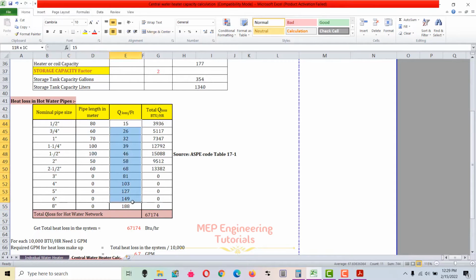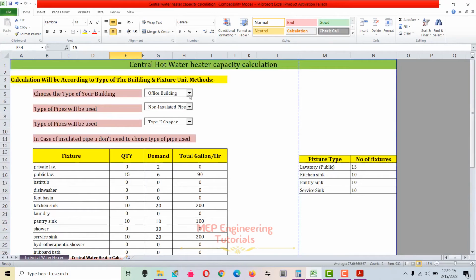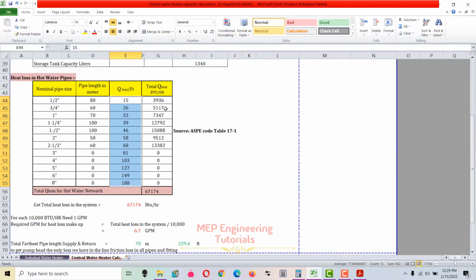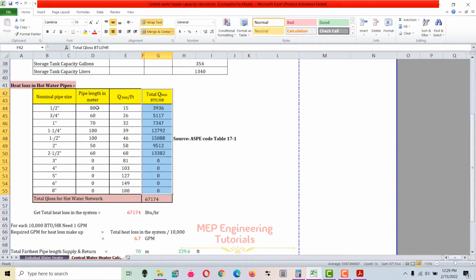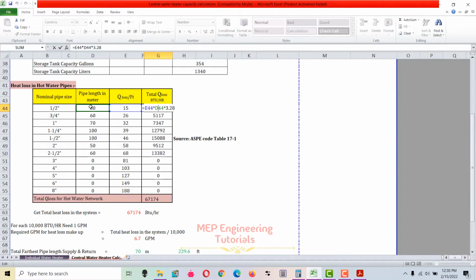Now this Q loss, the heat loss per foot of the pipe, depends on whether the pipe material is insulated or not, or the type of the pipe which you have selected in here. So now we have to calculate the heat loss in BTUs per hour. Since this value is in meters, we need to convert this into feet. That's why we have multiplied this with 3.28 in order to convert from meter to feet. And we just need to multiply this 80 into 3.28 into 15. We'll get the total loss in BTUs per hour.